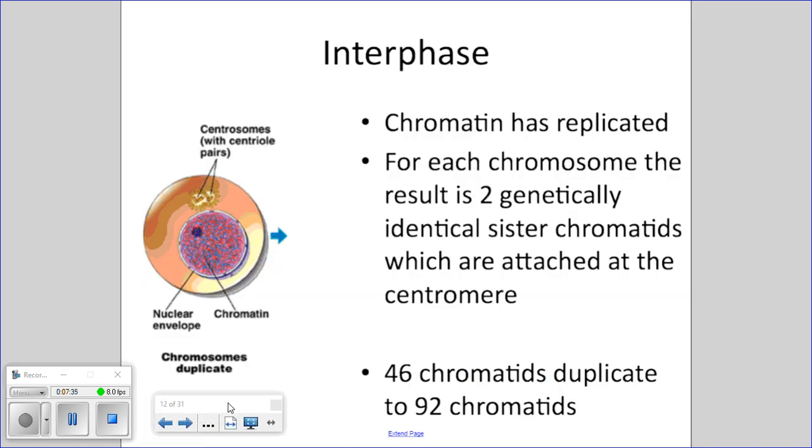Going through each of the different steps in meiosis, it all starts with interphase. In interphase, the chromatin has replicated. For each chromosome, the result is 2 genetically identical sister chromatids, which are attached at the centromere. So basically, those 46 chromatids will duplicate to 92 chromatids.